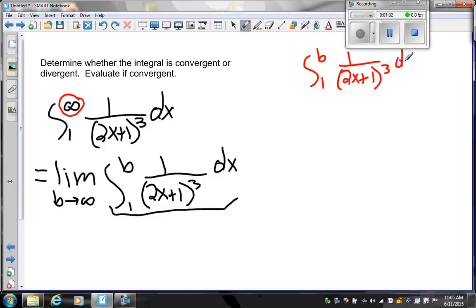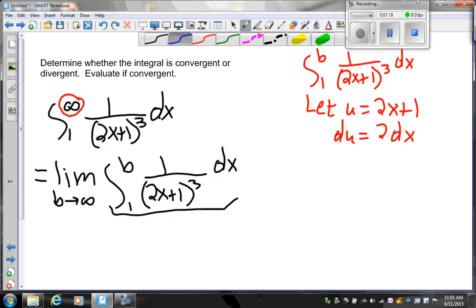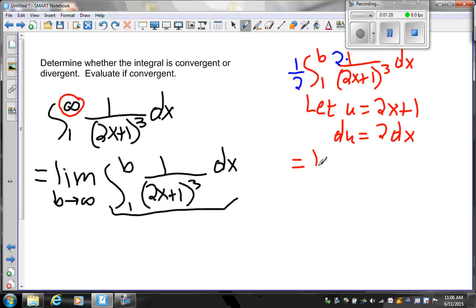We need to do a small substitution, so let's let u be equal to 2x plus 1. du is equal to 2 dx. So we need to multiply by 2 inside the integral, and we can divide by 2 outside so that we don't change our integral. Then this becomes 1/2 the integral from our new limits of integration, 1 over u cubed du.